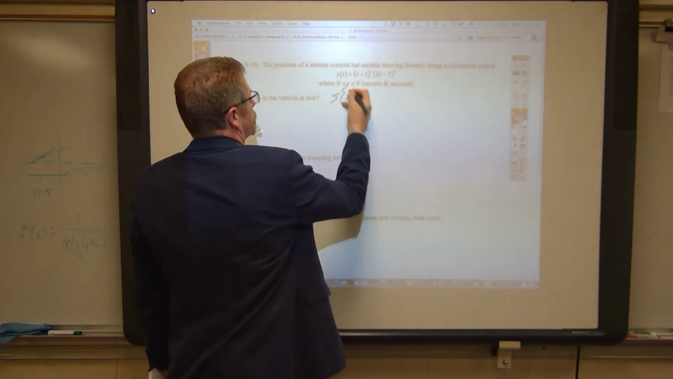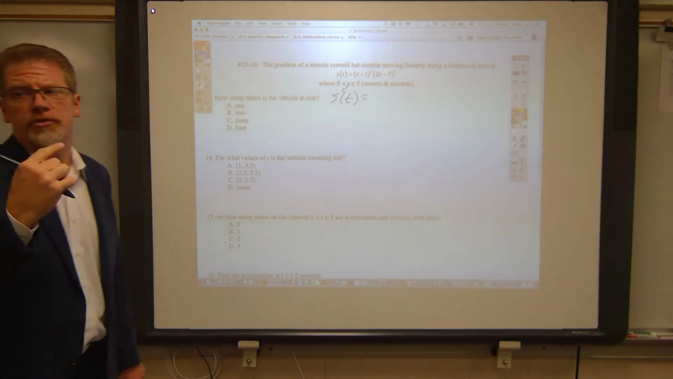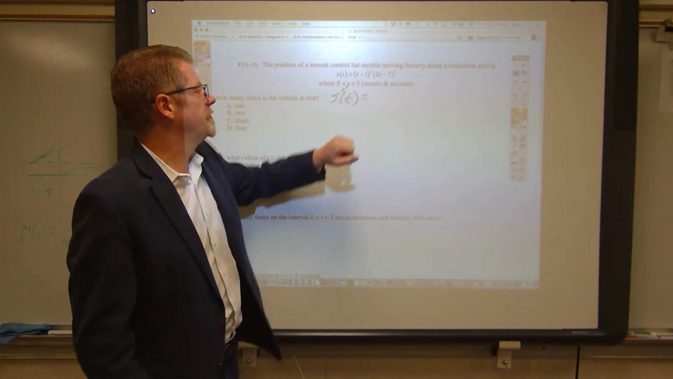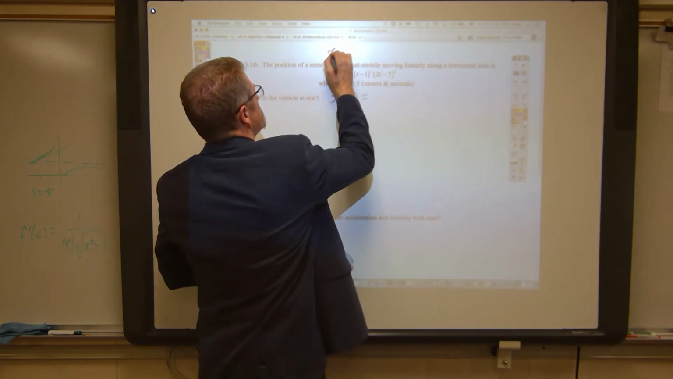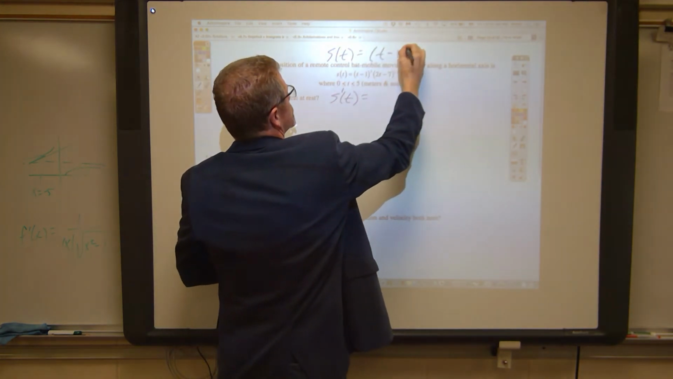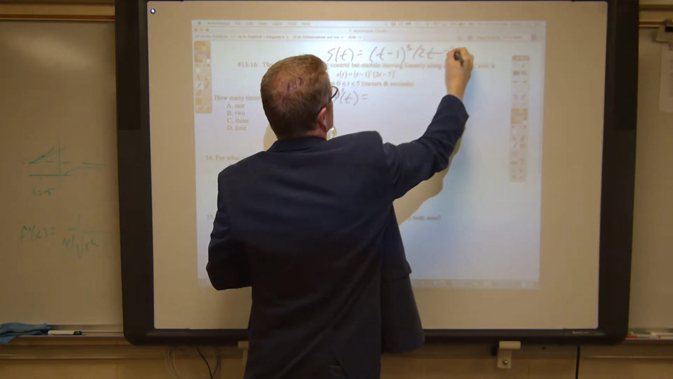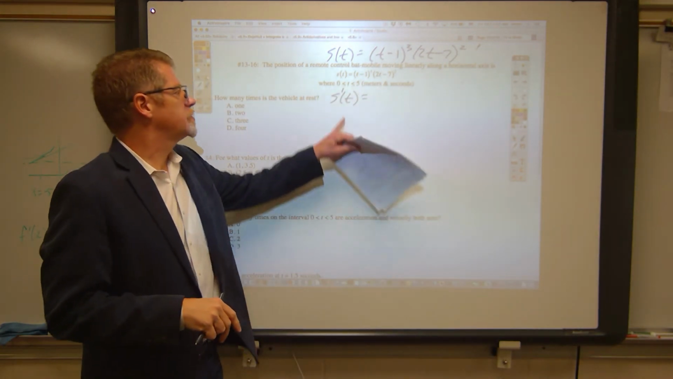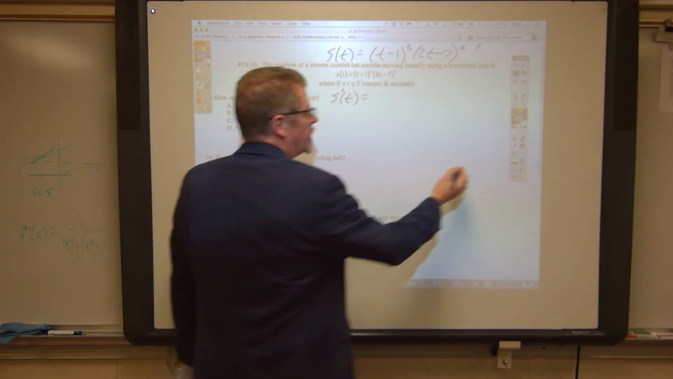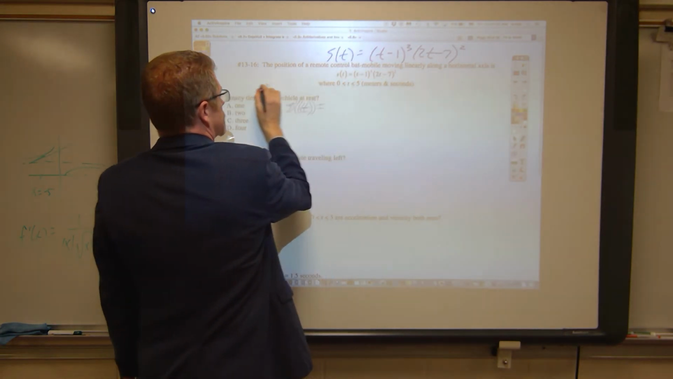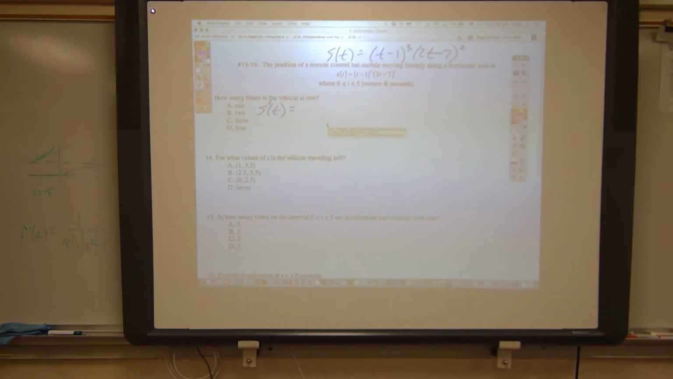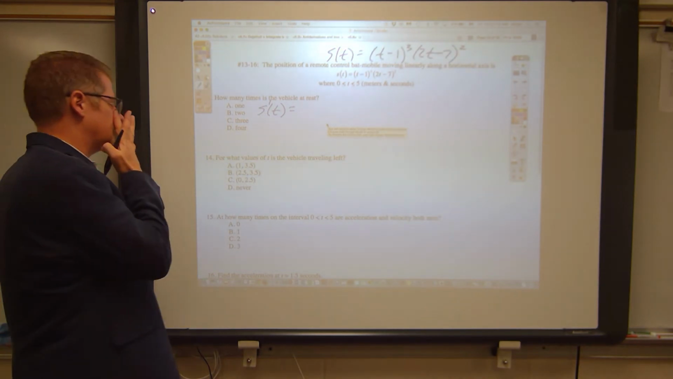Would you please, just for fun, use the product rule to write out S prime of t. I don't know if this is how you did on the test, but S of t is t minus 1 cubed times 2t minus 7 quantity squared. Would you please use the product rule to write a formula for S prime of t? It's a lot of algebra. Go ahead, do the work. Write the derivative of position, which we'll understand to be velocity.